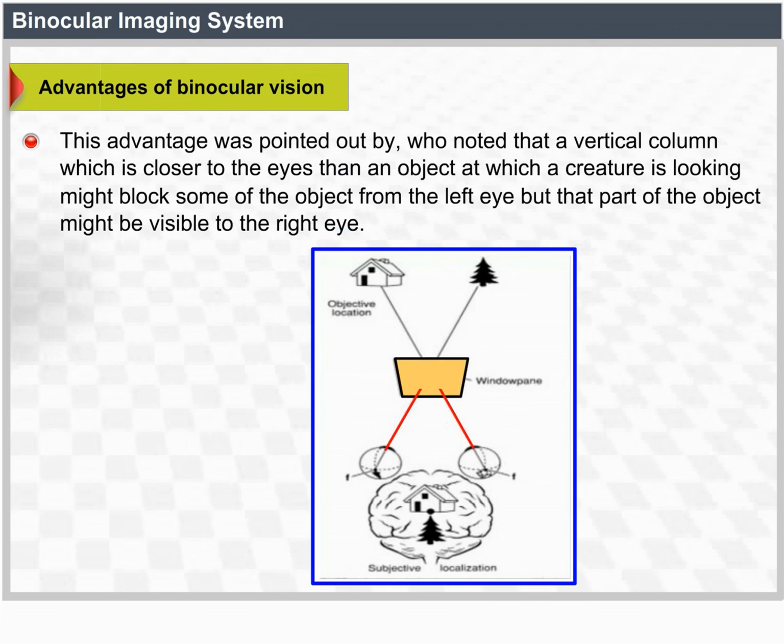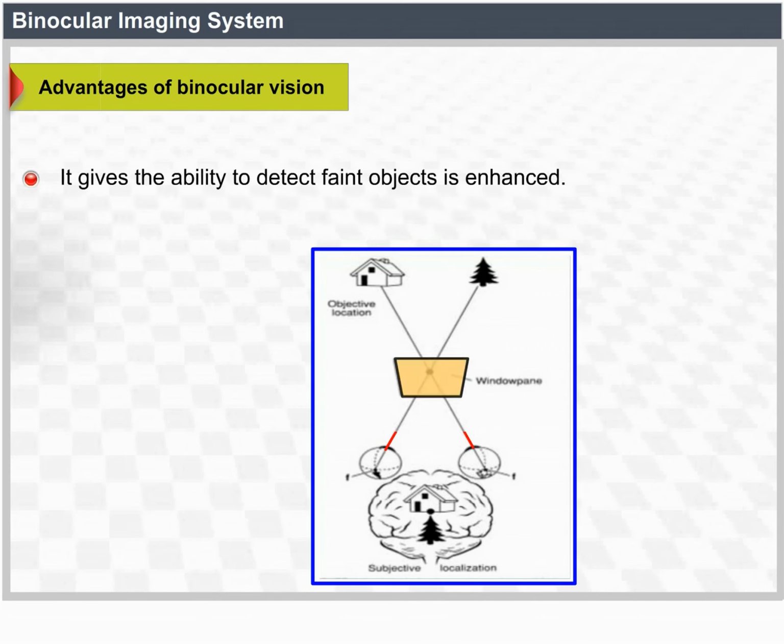This advantage means that a vertical column closer to the eyes than an object at which a creature is looking might block some of the object from the left eye, but that part of the object might be visible to the right eye. It gives the ability to detect faint objects with enhancement.